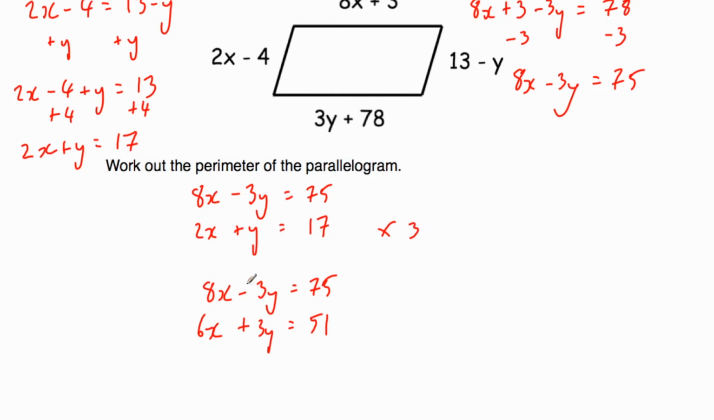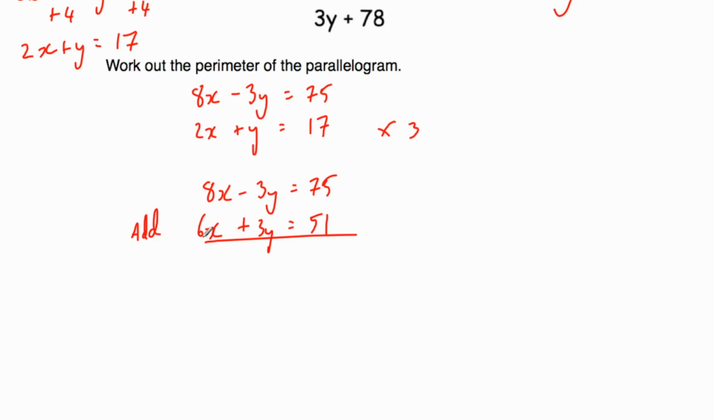So we've got the 8x subtract 3y is equal to 75, and we've got the 6x plus 3y is equal to 51. Now we want to cancel out the y, so we're going to add these two equations, and when we add these two equations the y's will cancel. So let's do that. 8x plus 6x is equal to 14x. We had minus 3y and we're adding 3y, that would bring us to 0, so they cancel out. And then we've got 75 plus 51, that's equal to 126. Now we want to find out what x is, so we divide by 14 and divide by 14, and we get that x is equal to 126 divided by 14 is equal to 9, so x is equal to 9.